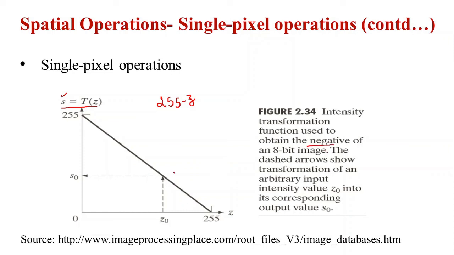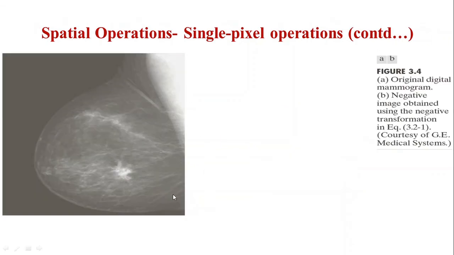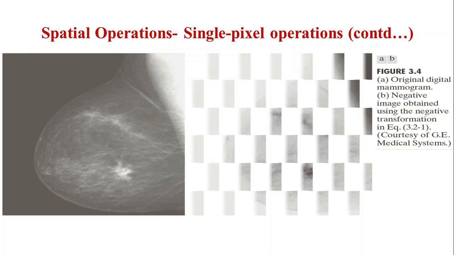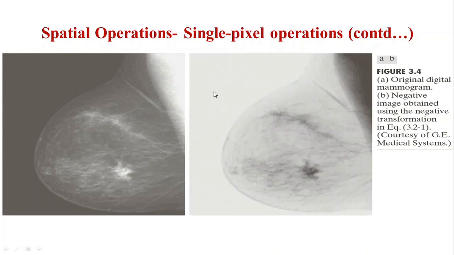To understand this, let's have a look at this image. This is the original digital mammogram that has been captured. Now we are applying a single pixel operation, which is nothing but the image negative operation. When we do this negative, you can see the pixel values which were towards gray shade are now becoming bright, because we are just subtracting these values from 255, and the values which were brighter in the original image now come more towards the dark side.